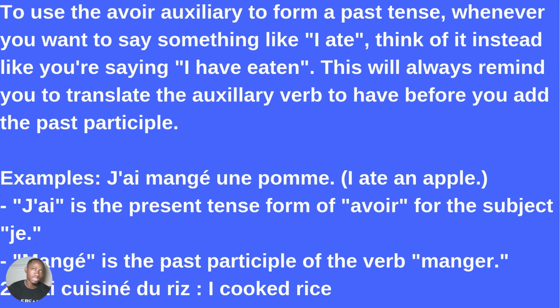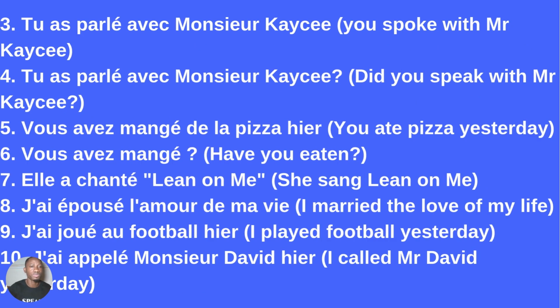So you translate j'ai cuisiné into I have cooked. If you do that, that's I have, j'ai, cooked, cuisiné, in the past form. Simple hack. So tu as parlé is the same thing with every other pronoun. All right. For instance, you spoke with Mr. Casey. You spoke. Remember, you have spoken.